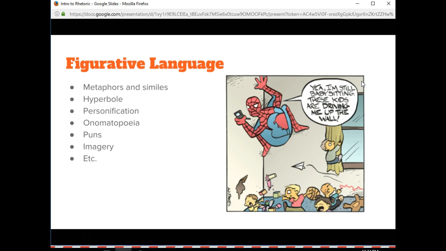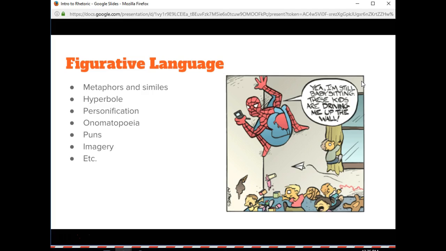Does anyone want me to review any of these? You've reviewed these in class before. Metaphors and similes are ways to compare. What's the difference? Similes use like or as. These are just examples of figurative language. In the left box you would write figurative language, and in the right box, you would write the definition. So what is figurative language? Not being literal. Yes. You're being figurative.